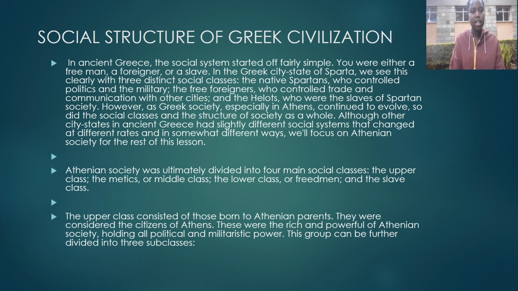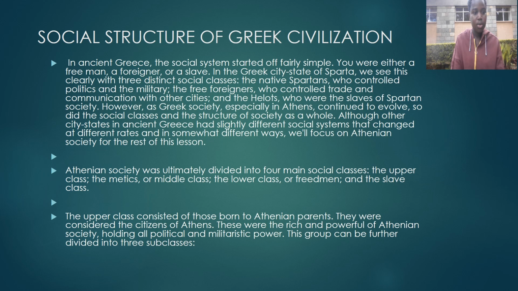However, as Greek society, especially in Athens, continued to evolve, so did the social classes and the structure of the society as a whole. Although other city-states in ancient Greece had slightly different social systems that changed at different rates and in somewhat different ways, we'll focus on Athenian society for the rest of this lesson. Athenian society was ultimately divided into four main social classes: the upper class, the metics or the middle class, the lower class or the freedmen, and the slave class.